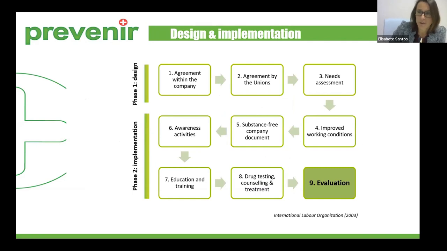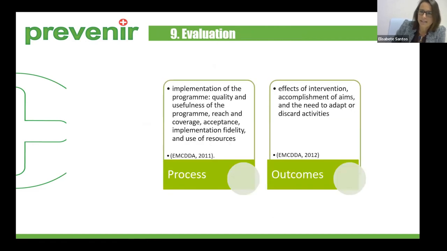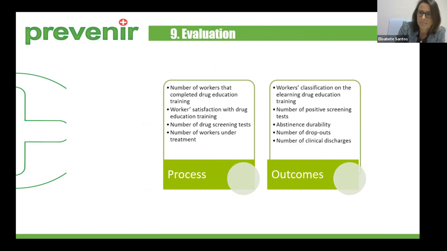So we get to evaluation. We perform two kinds of evaluation as suggested by the EMCDDA. So we have a process evaluation, which is about implementation of the program, the quality and usefulness of the program, the reach and coverage, the acceptance, the implementation fidelity, and the use of resources. And we also have an outcome evaluation that is about the effects of intervention, accomplishment of aims, and the need to adapt or discard some activities. And I brought some examples for you.